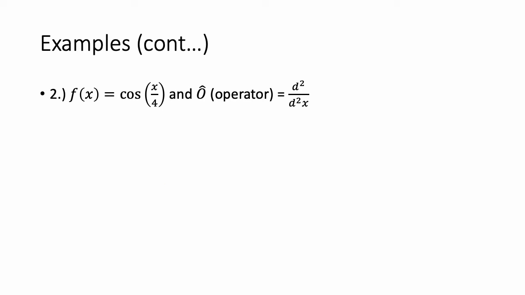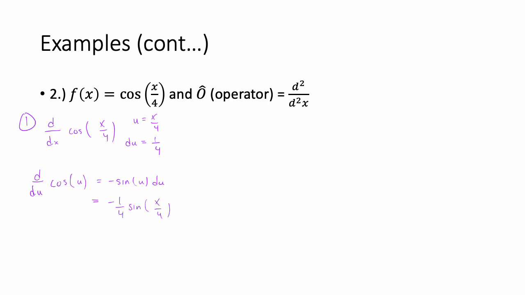So here we have another example. Now we're going to take the second derivative of cosine of x to the fourth. So that means I just have to take two derivatives. Let's break this down. Let's take the first derivative of our function. We'll let u equal x to the fourth, so du is equal to 1/4, and I can rewrite this as d du of cosine of u, and the derivative of cosine of u is negative sine of u du, so in this case it's negative 1/4 sine of x to the fourth.